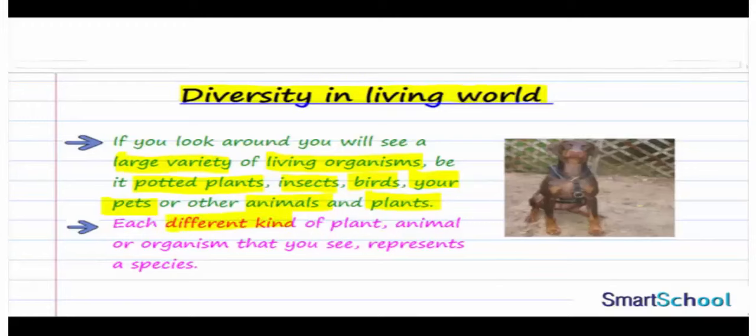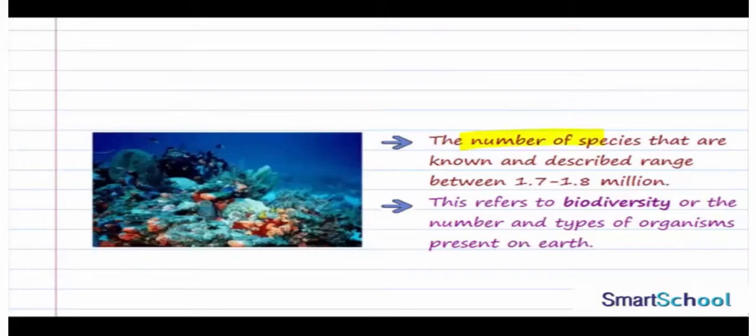Each different kind of plant, animal, or organism that you see represents a species. So, each kind of organism that you see around yourself represents one or the other species. Here you can see a mammal or an animal, the dog, which is a part of the diversity of this living world. The number of species that are known and described range between 1.7 to 1.8 million. So the total number of species that have been known till now is 1.7 to 1.8 million.